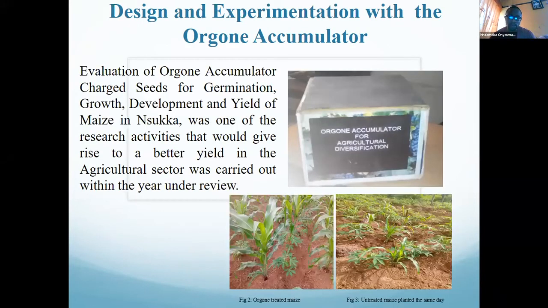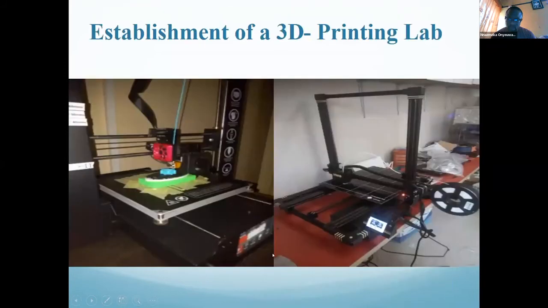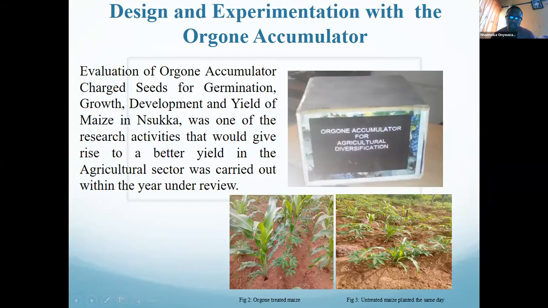Now, on the ozone accumulator research, if you look at these two, this is a practical example of how we can apply astronomy to day-to-day living. Now, these crops on this side, the seedlings, we charged using the ozone accumulator, and we try to compare the yield of both plants. You find out that the maize, planted at the same time, the ones charged with ozone have better yield than the ones charged without ozone. The one with ozone grows faster than the one without ozone, and the yield was far better.